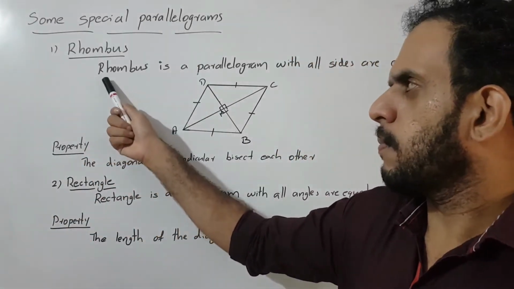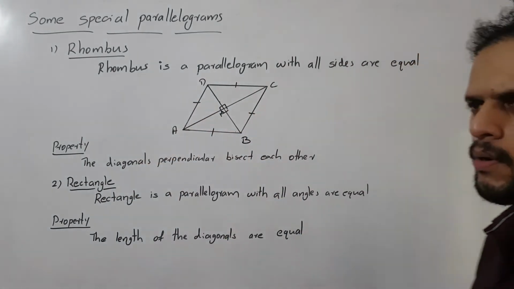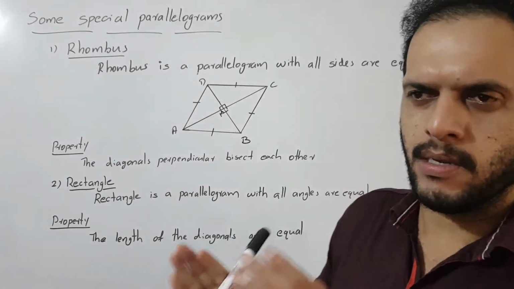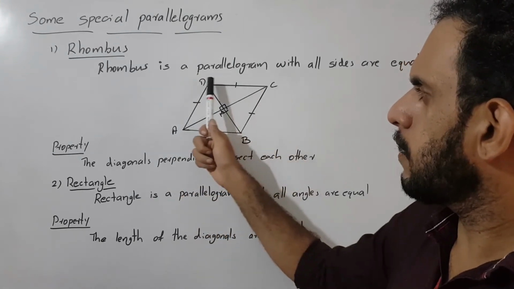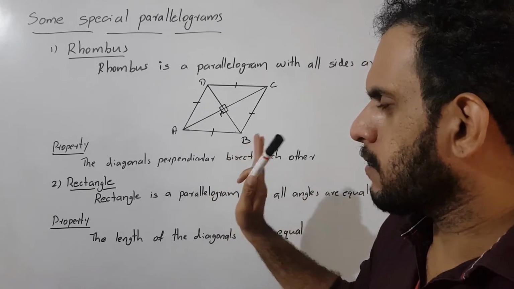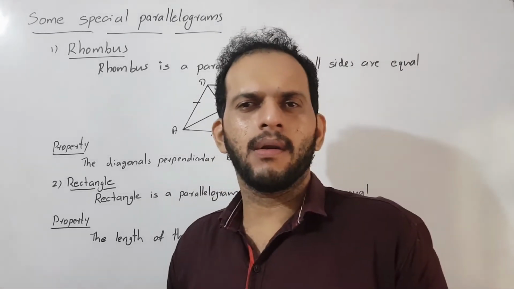What is a rhombus? A rhombus is a parallelogram with all sides equal. It's very clear. It's a parallelogram and all sides are equal. That means if ABCD is a parallelogram and all sides are equal, then it is called a rhombus.